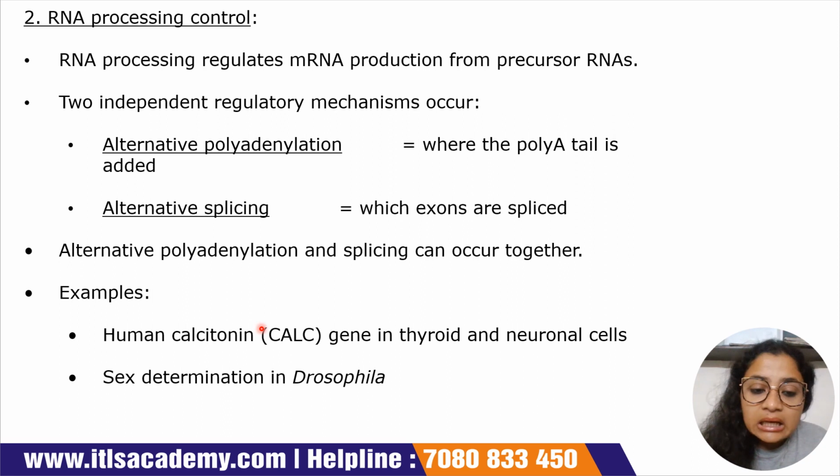Alternative polyadenylation and splicing can also occur together. Though they are independent, they occur simultaneously, side by side, but they are independent of each other. Examples are the human calcitonin gene, which is present in thyroid and neuronal cells, and also sex determination in Drosophila, that is housefly.